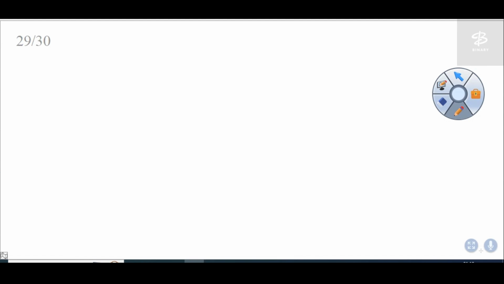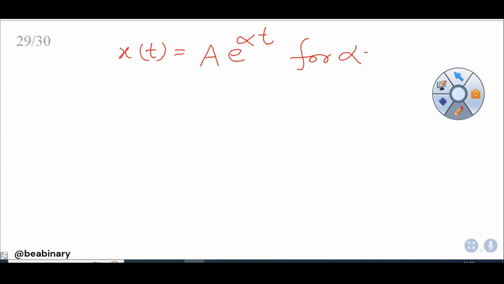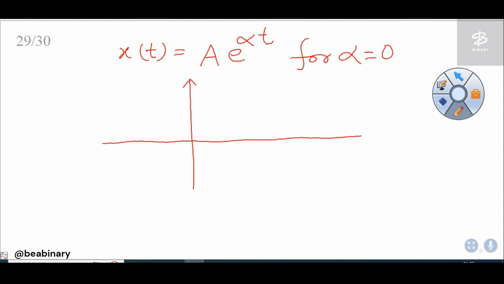So I am first taking the case x of t equal to A e raised to the power alpha t for alpha equal to 0. For alpha equal to 0, the graphical representation of this signal will be this. This is my amplitude A, and this is my t, this is my 0.